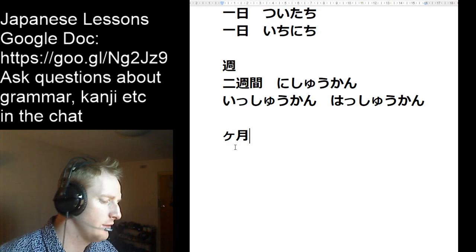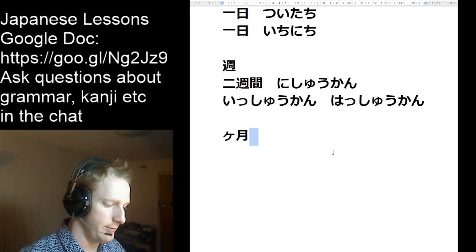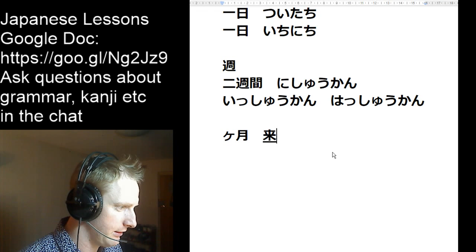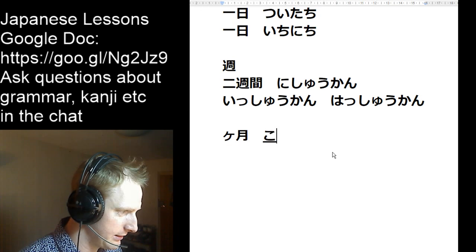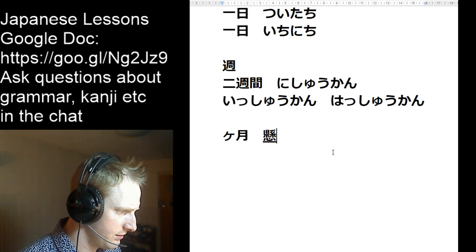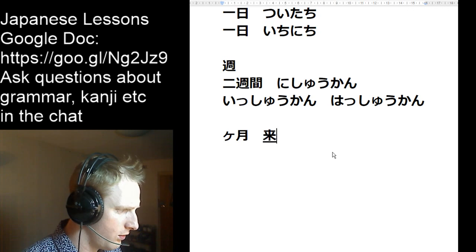Alright, now I don't really want to go into too much detail about this, but this is an abbreviation for another kanji read as Ke? I can never remember how this original one is read. I thought it was Ko.